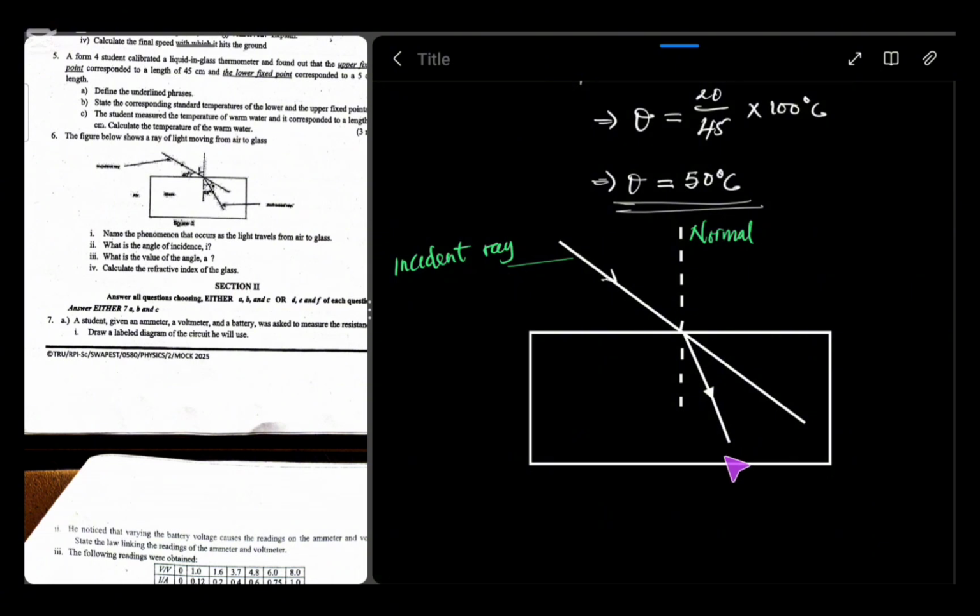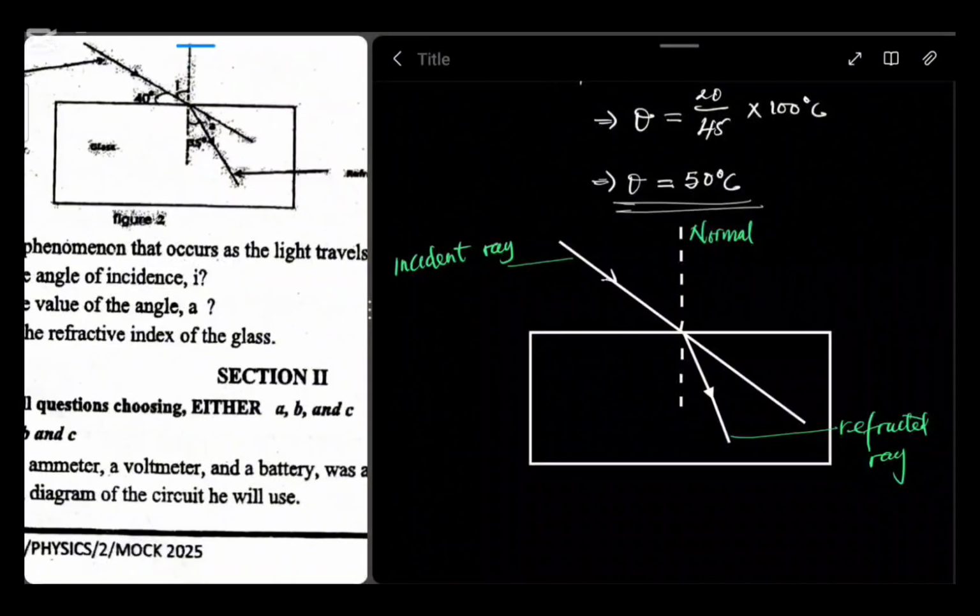This is our refracted ray. According to the diagram, this angle here is 40 degrees, this one here is 35 degrees. This here is A, and this is I. I suppose those angles are indicated on the diagram.